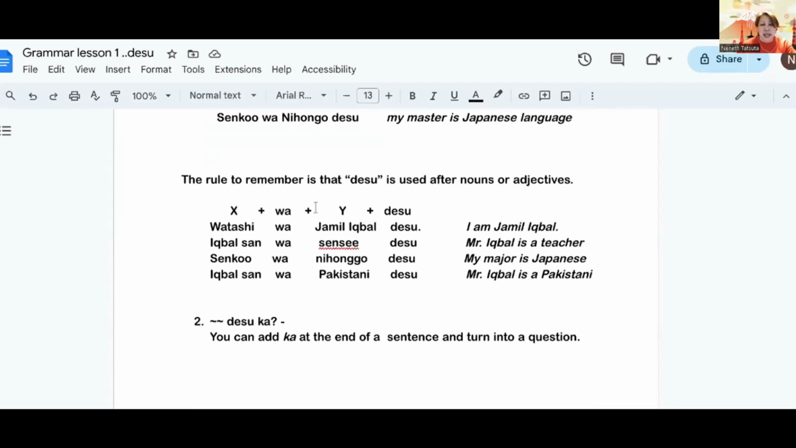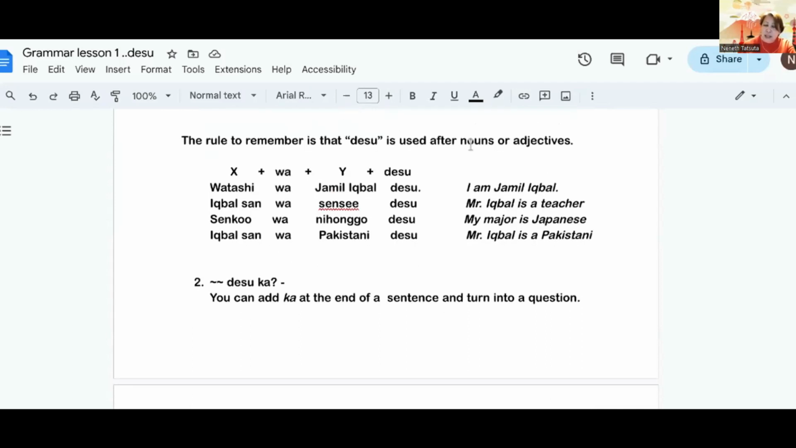So the rule to remember is that desu is used after a noun or adjective. Just like we said, a noun is a word for a person, a thing, or a place. What about the adjective? What is an adjective? It's a property of a noun, to describe the noun. So we said that desu is used after a noun or adjective.